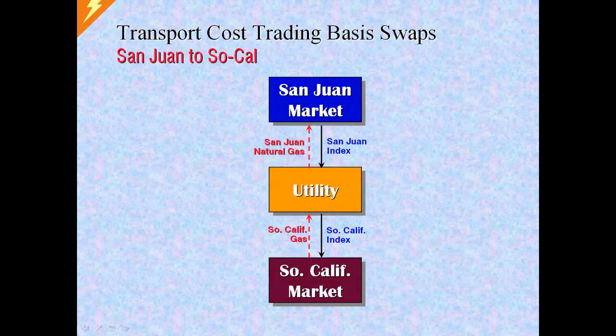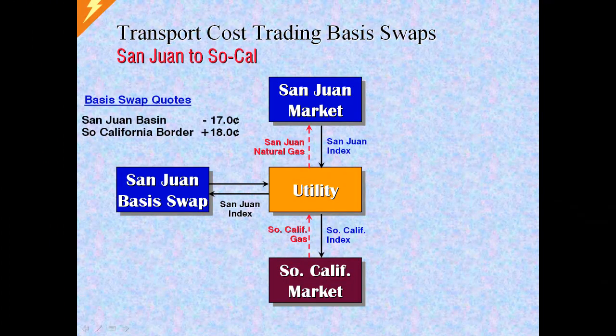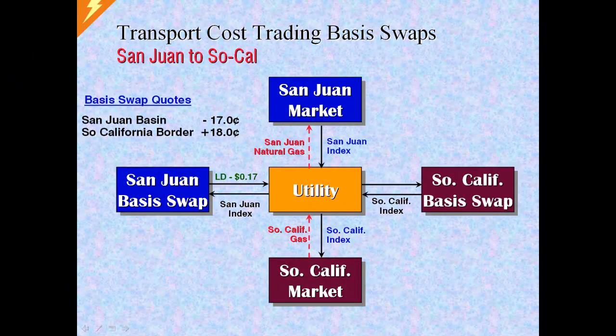Our Permian gas has been physically transported to San Juan from West Texas. So now we need to sell San Juan gas and buy SoCal gas. Here are our basis swap quotes. Utility sells a San Juan basis swap. It's paid LD minus 17. Utility also buys a SoCal basis swap, paying LD plus 18 cents. As before, all the index flows are exactly offset, leaving only the fixed money amounts. Being paid minus 17 is the same as paying positive 17, so the total cost of transportation for this second segment is 35 cents.